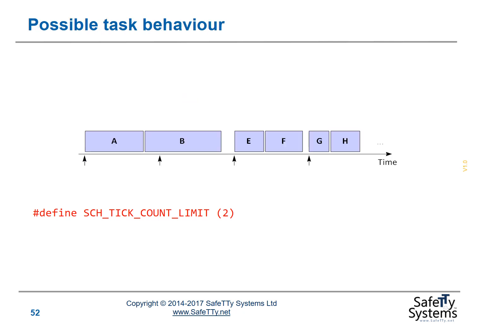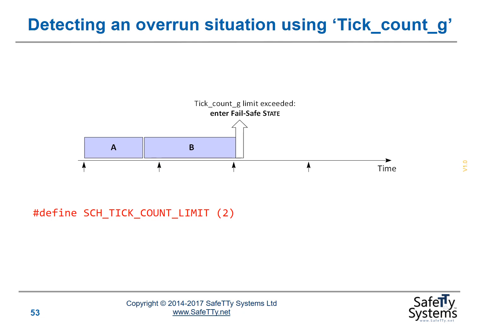If we want the behavior shown in this slide to be acceptable, we could set scheduler tick count limit to 2, and again that would be fine. But if we consider this example again, with scheduler tick count limit set to 2, if this task overruns a bit further, so now task B tries to keep running over the next tick interval, then we're going to exceed the tick count limit, and probably what we will do is enter a fail-safe state.